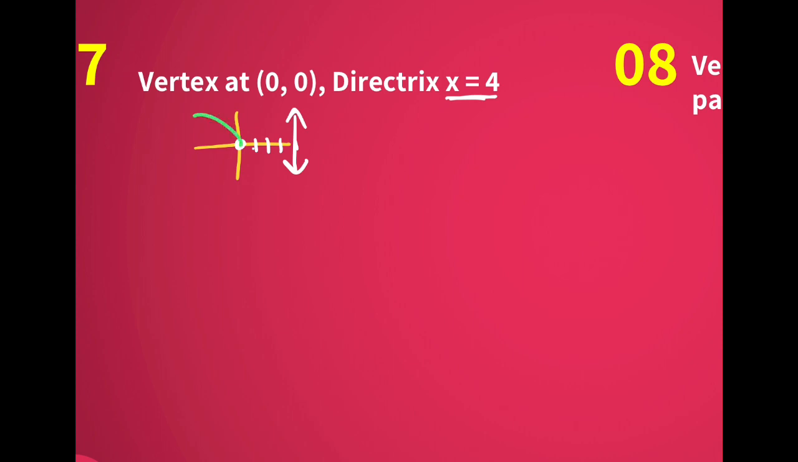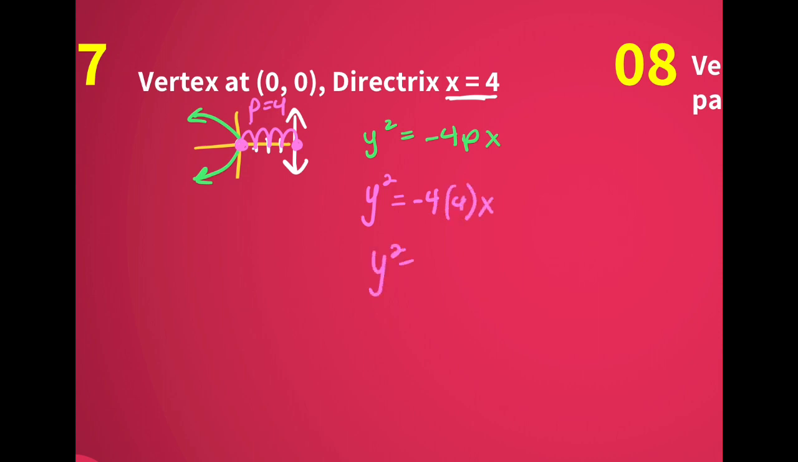My parabola points the opposite direction away from the directrix. So now this is a left-facing parabola, which is y squared equals -4px. My p is the distance between the vertex and the directrix. 1, 2, 3, 4. So y squared equals -4 times 4 times x, or -16x.